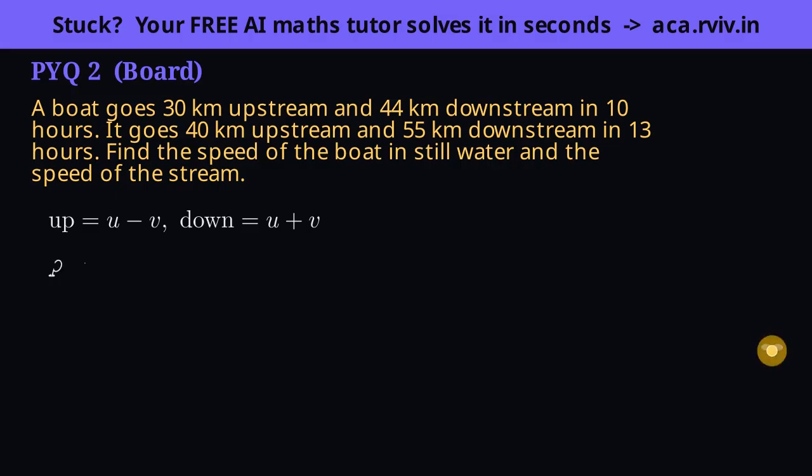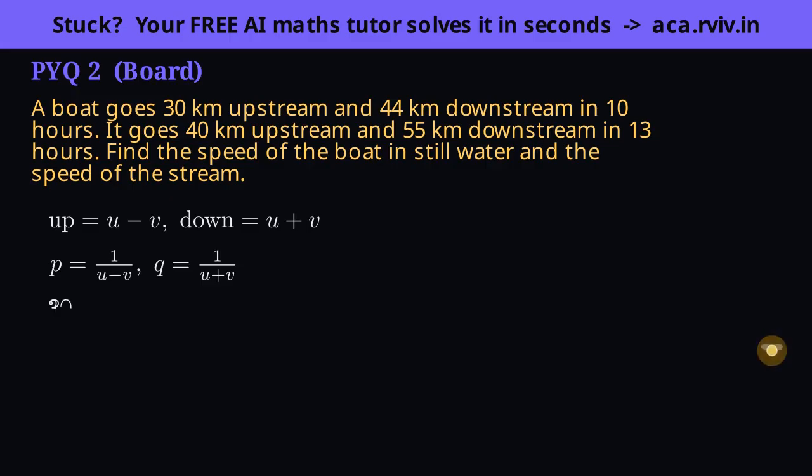Now the trouble, time equals distance divided by speed, so u and v sit in denominators, not linear. Here's the trick. Let p stand for 1 over the upstream speed and q for 1 over the downstream speed. In terms of p and q, time is just distance times p or q, perfectly linear.